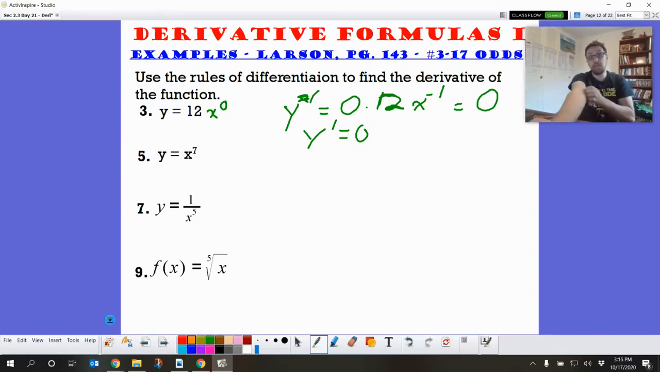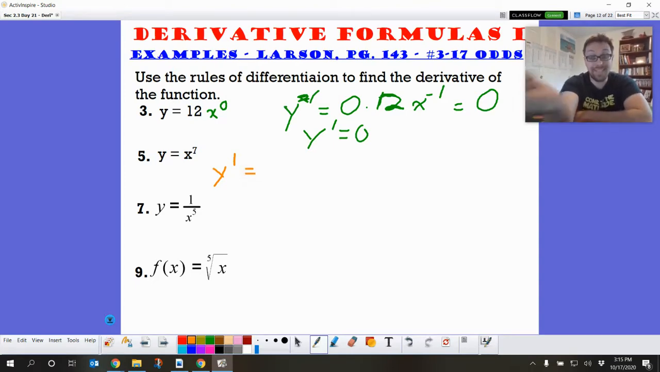If we have y equals x to the 7 and we're interested in finding that thing's derivative, all you need to do, y prime, is bring that 7 into the front, 7, and then drop that degree by 1. So the 7 becomes a 6.